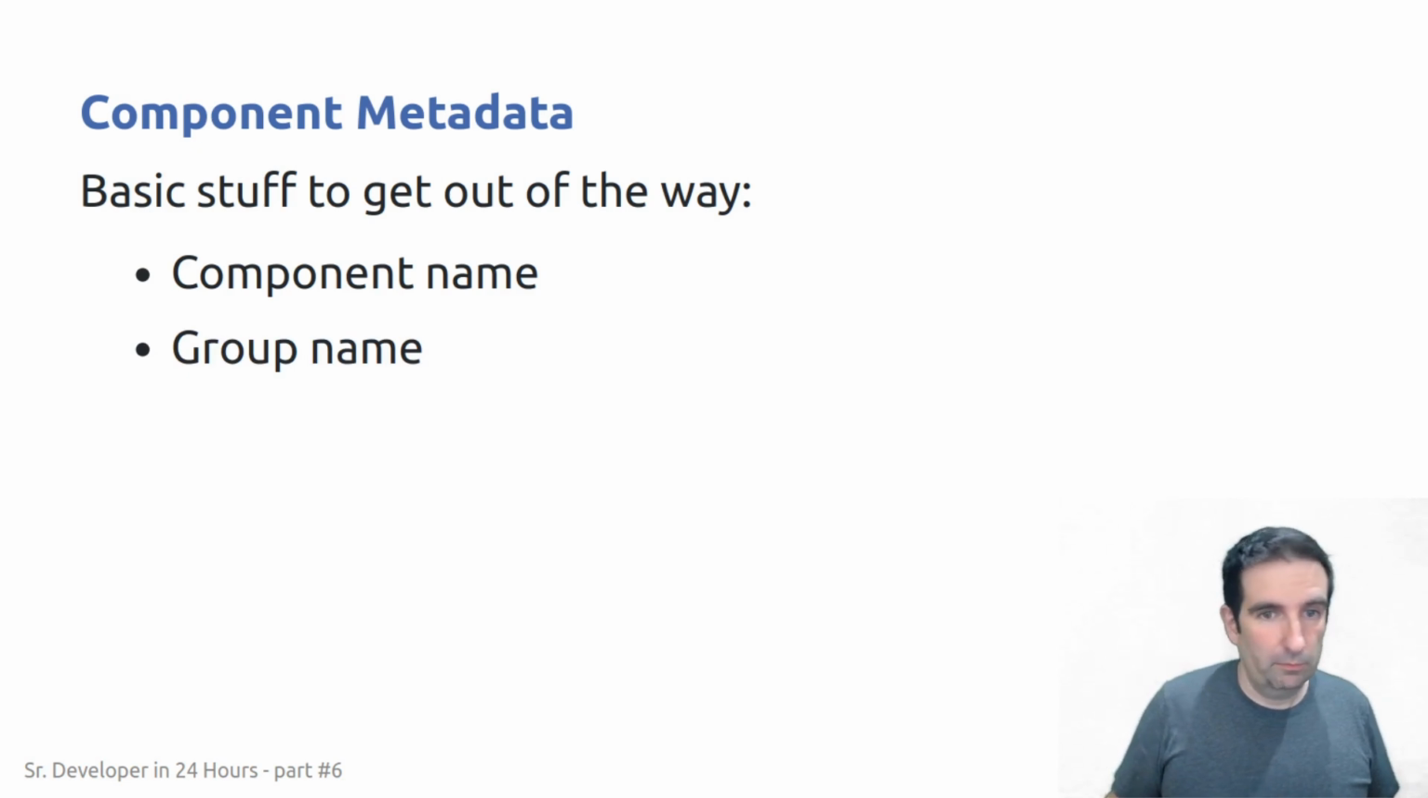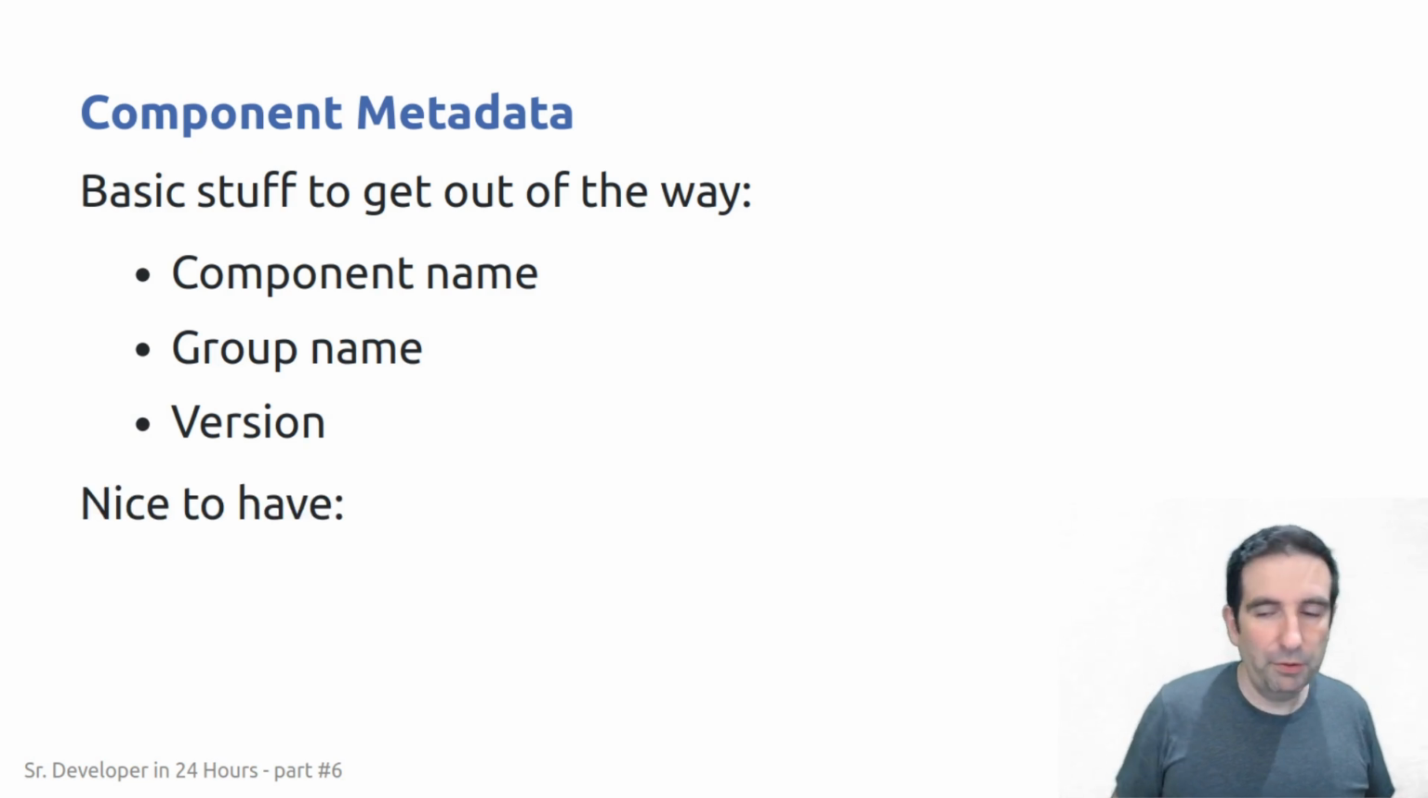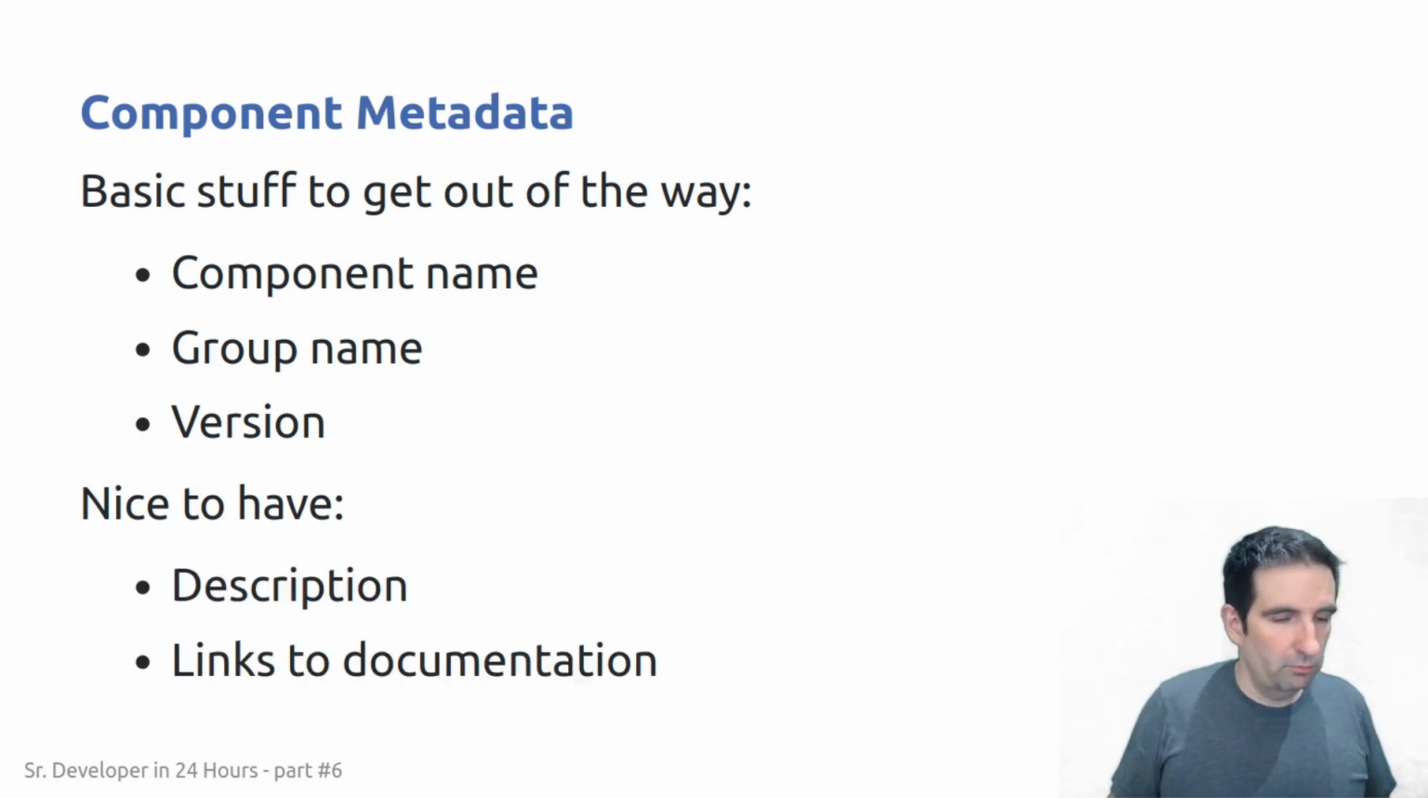Depending on which ecosystem we're living in, there might also be a group name. Group name tends to be sometimes a fully qualified domain name. So that one might just come from our organization. It is very likely that it has already been defined. And then finally, the version of the component that we're building. We're going to go into a little bit more detail about versions in just a second. But also, other things that are nice to have. For example, description of the component, links to documentation, things like that. These are the basic pieces of information that we have to define as we're starting to automate the build.